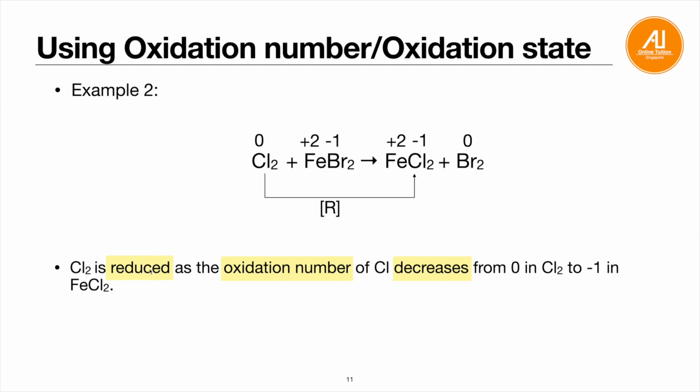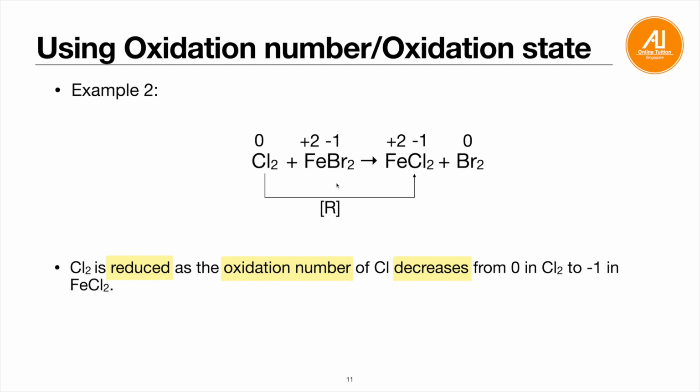It's reduced as the oxidation number of what? Chlorine decreases from 0 in Cl2 to minus 1 in FeCl2. So it decreases from 0 to minus 1.